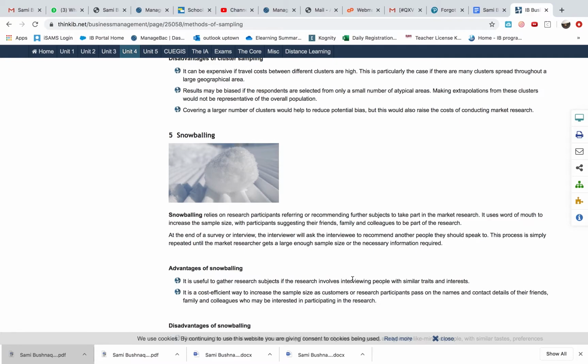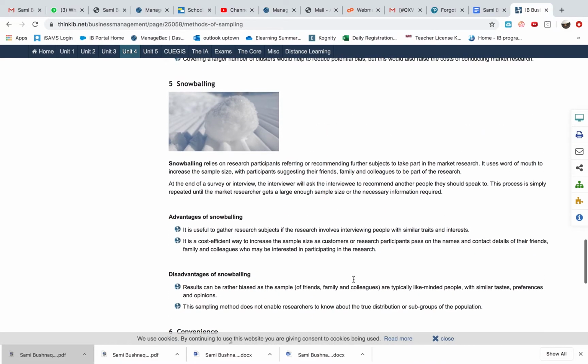So extrapolating, excuse me, is where you're just assuming something off of a few groups, and it may not actually represent the whole population. So just because you've seen a couple areas, it doesn't mean that's what the whole country is thinking. Covering a large number of clusters would help reduce potential bias, but this would then raise the cost.